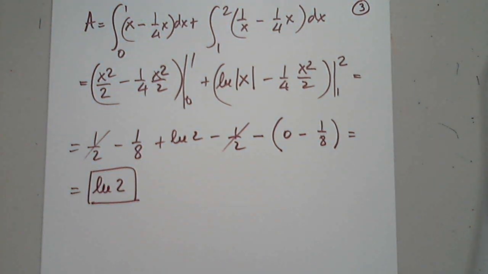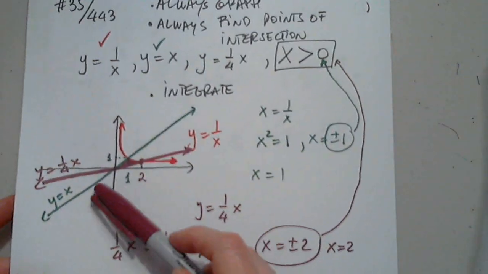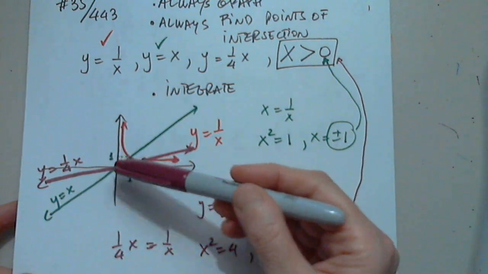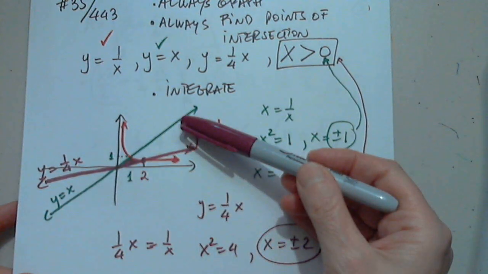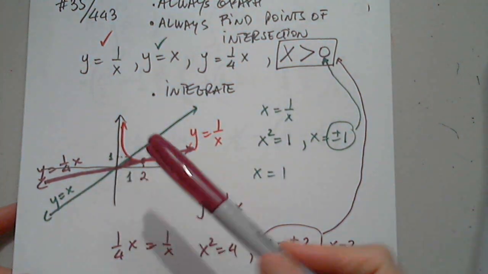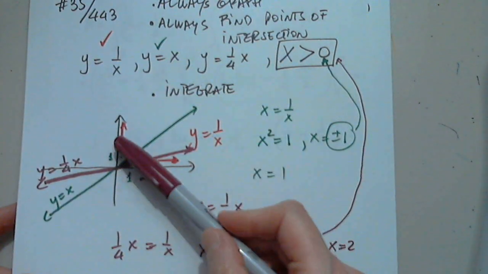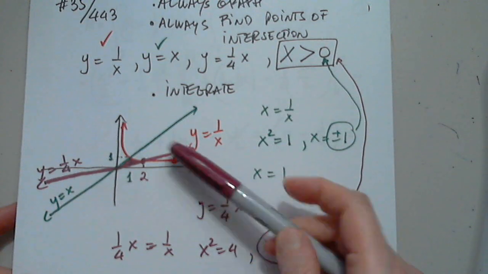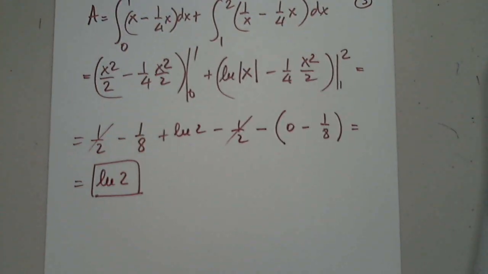And that is the area in units squared, whatever the units are, among the three given curves. Between 0 and 1, a different integral, because the above function is green, the below function is purple, and between 1 and 2, the above function is red, and the below function is purple. So there are two different situations here.